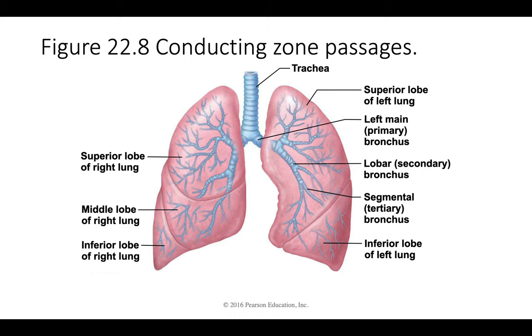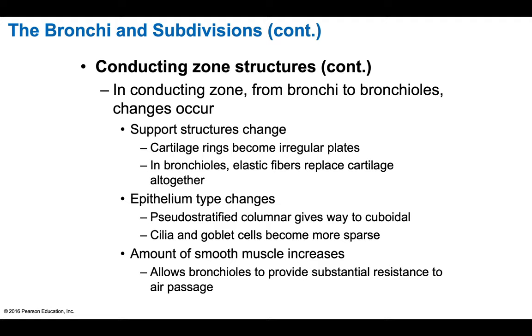So as the tubes of the conducting zone become smaller, the following structural changes occur. We start to see irregular patches or plates of cartilage replace the cartilage rings. By the time we reach the bronchioles, we don't find supportive cartilage in the tube walls at all. They do, however, contain elastic fibers throughout the bronchial tree. The mucosal epithelium starts to thin as it changes from pseudostratified columnar to simple columnar and then just to simple cuboidal in the terminal bronchioles. The mucus-producing cells and cilia become less prevalent in the bronchioles. So from this point down, debris that's found has to be removed by macrophages within the alveoli.